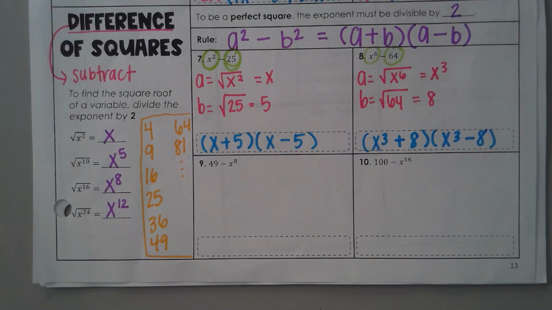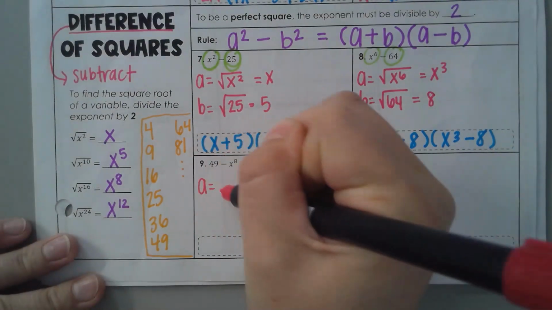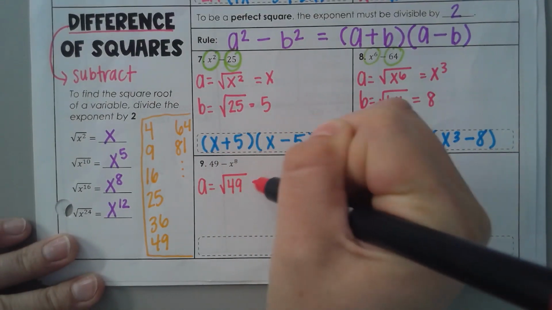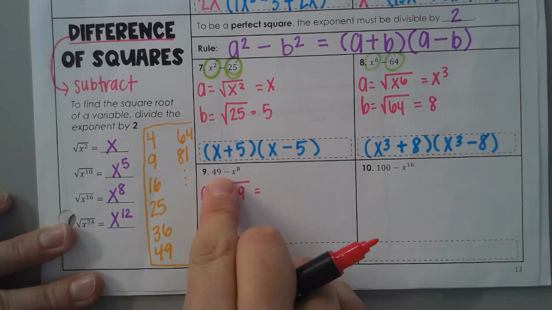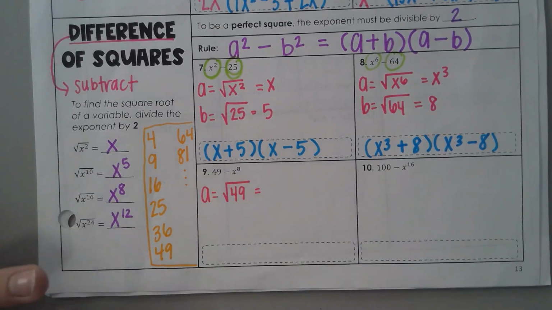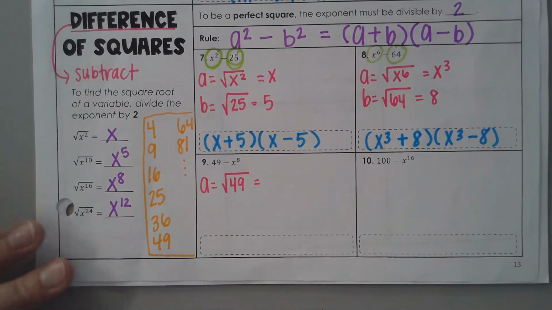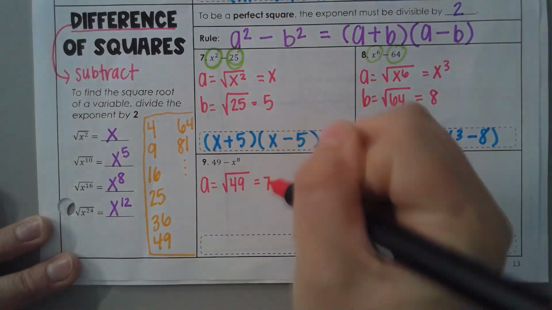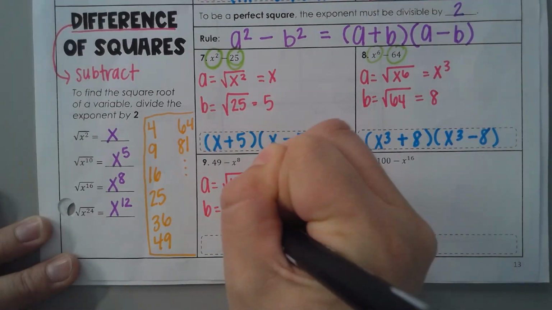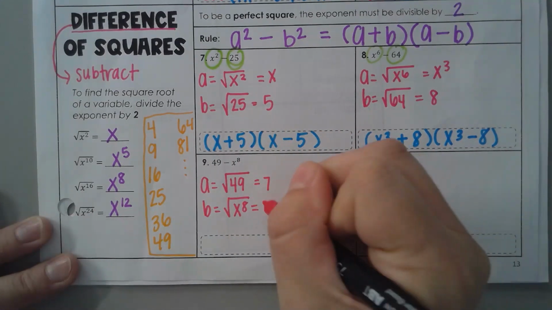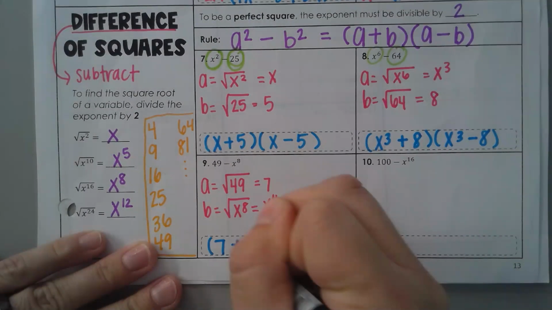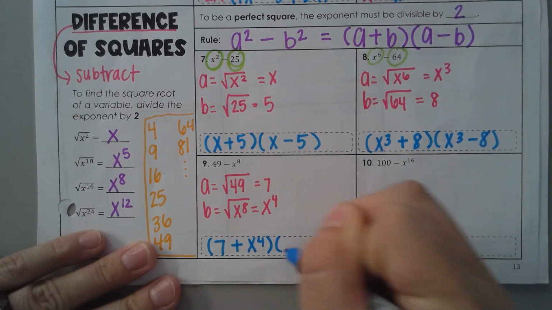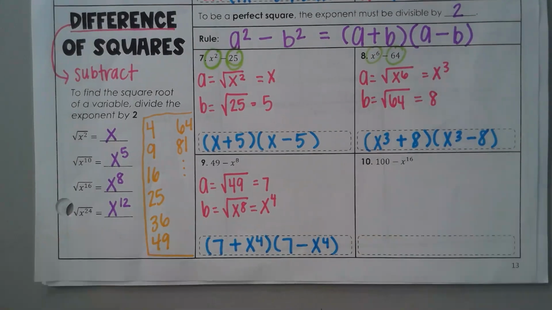Number 9, my a, I'm going to take the square root of 49. Your a always comes from the first thing that's listed. It won't always have a variable first. What's the square root of 49? 7. Good. b is the square root of x to the 8th, which is x to the 4th. So my answer is 7 plus x to the 4th, 7 minus x to the 4th.